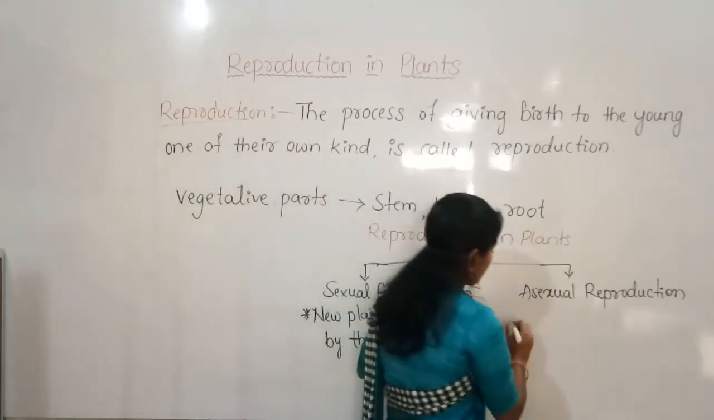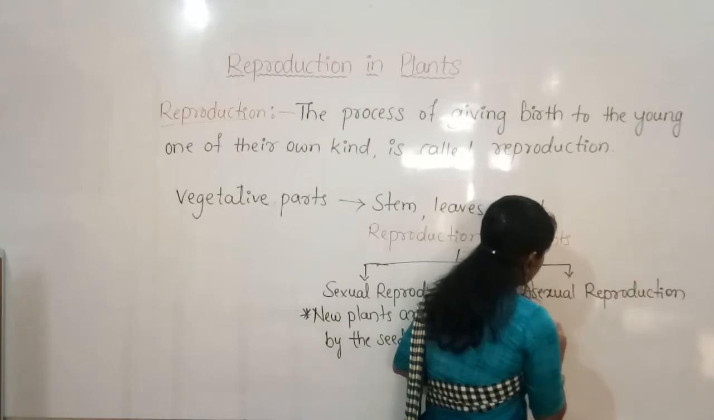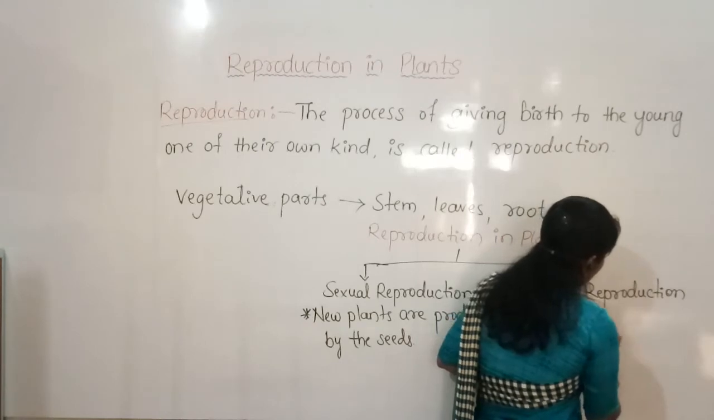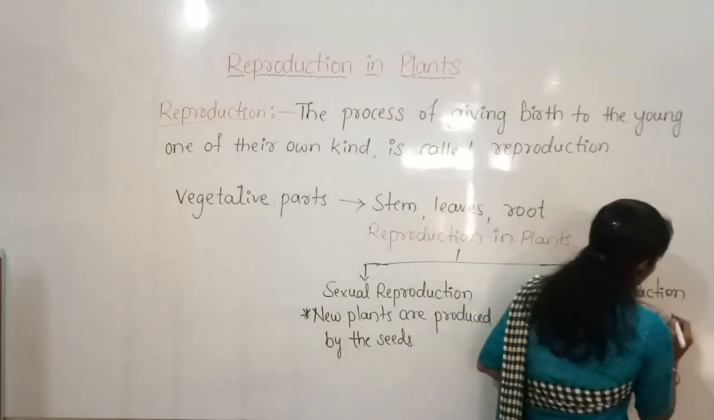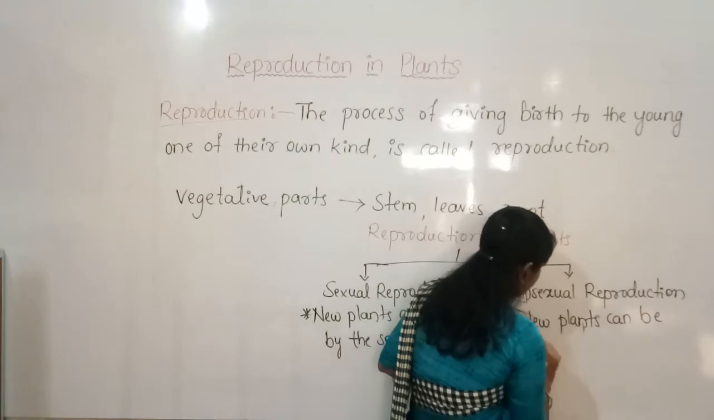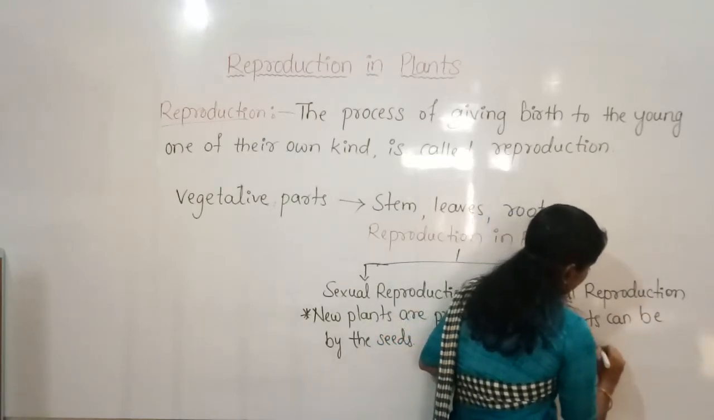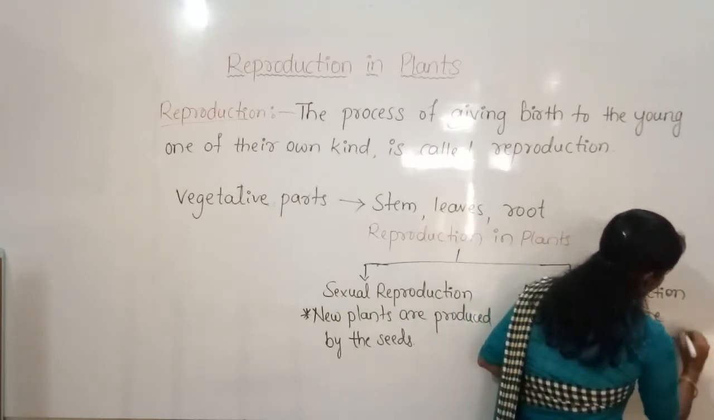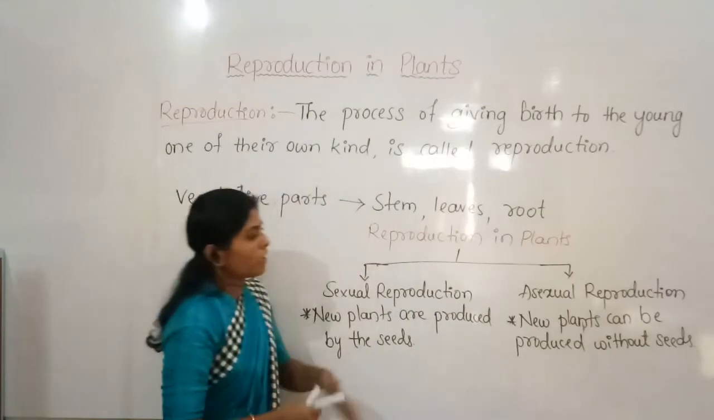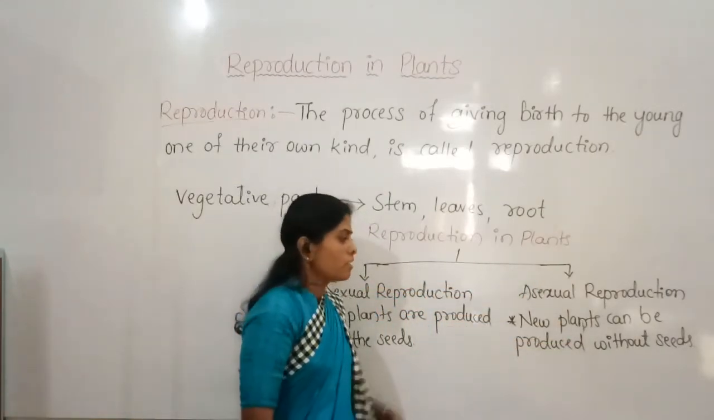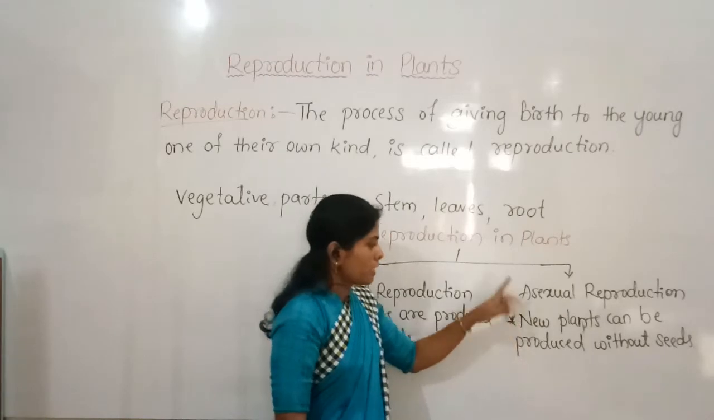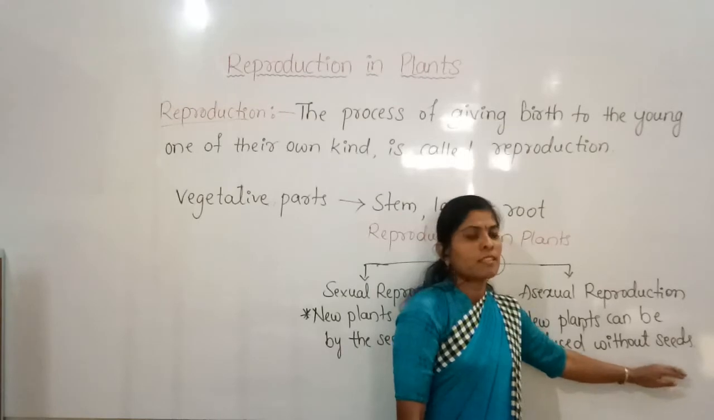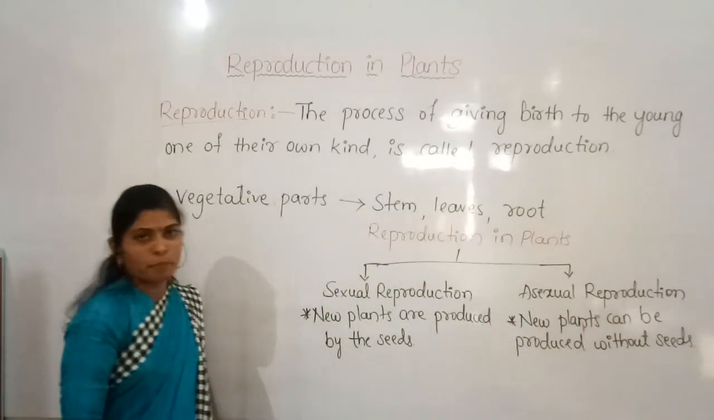And in asexual reproduction, new plants are produced without seeds. So it is a type of reproduction in which new plants can be produced without seeds. This is called asexual reproduction.